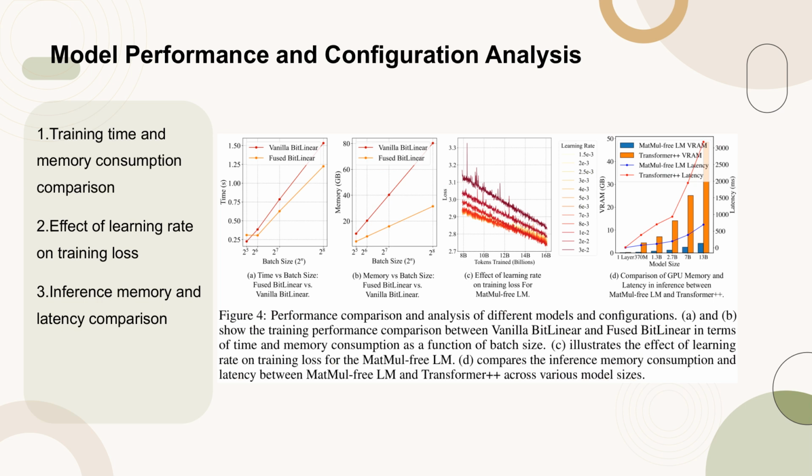Subfigures A and B detail the training performance of vanilla BitLinear versus fused BitLinear, focusing on time and memory consumption relative to batch size. Subfigure C illustrates how the learning rate impacts training loss for the MatMul-free LM. Finally, subfigure D contrasts the inference memory consumption and latency between the MatMul-free LM and Transformer++ across different model sizes, highlighting the efficiency gains of the MatMul-free LM.